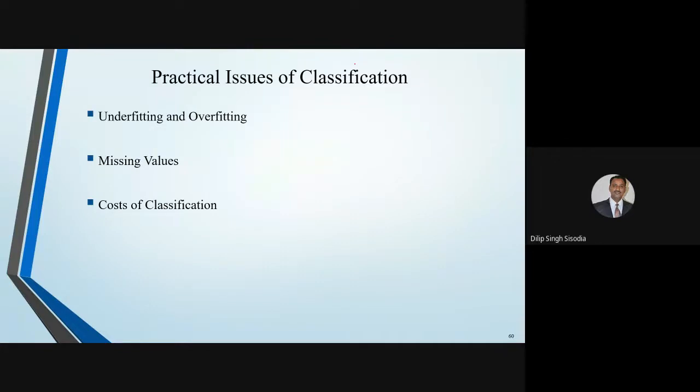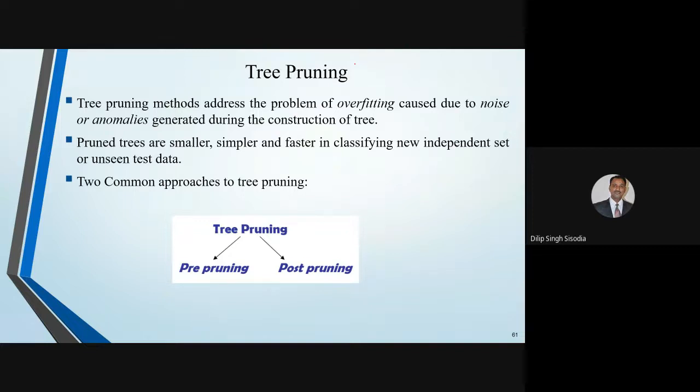Now there are some practical issues with decision tree classification: underfitting and overfitting, missing values, and cost of classification. Tree pruning methods address the problem of overfitting caused by noise or anomalies during the construction of the tree. For a small data set it is okay, but for a real data set it is very difficult to allow the tree to grow to full depth, because it will be very complex. So we will perform pruning. Pruning can be either pre-pruning or post-pruning.